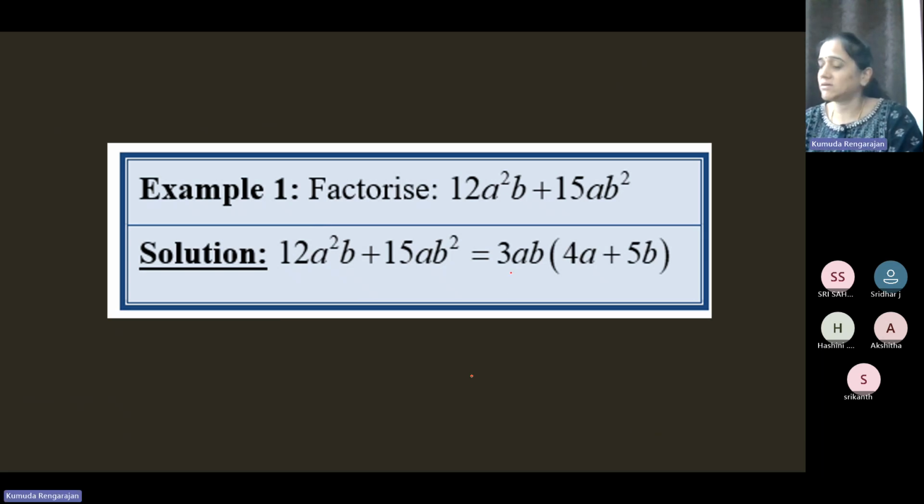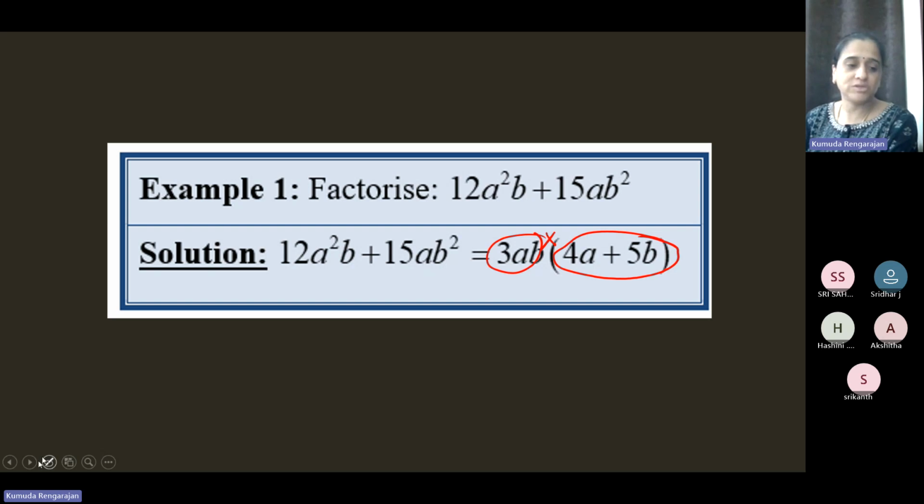This is one way of factorizing. See, here also it's factorized. How? 3ab into 4a plus 5b. So these are the two factors. 3ab is one factor and 4a plus 5b is the other factor. Not 4a is one factor and 5b is another factor. No, no. Between two factors, there should be a multiplication sign. So this is one factor, this is the other factor, and between the two factors, multiplication. So these are two factors of this expression.